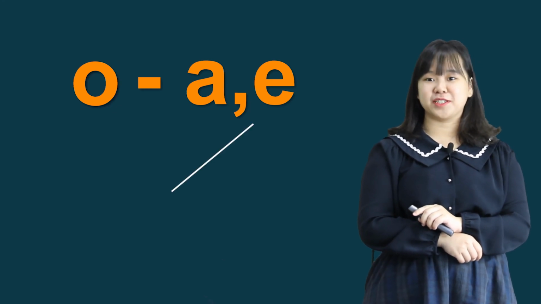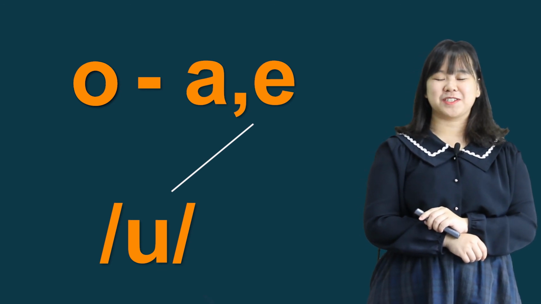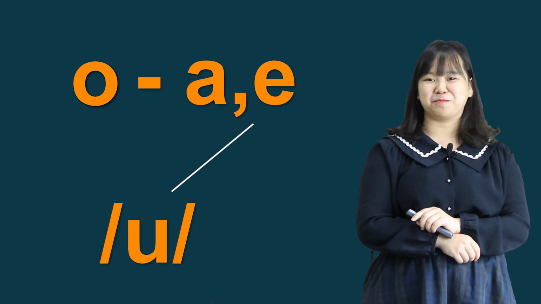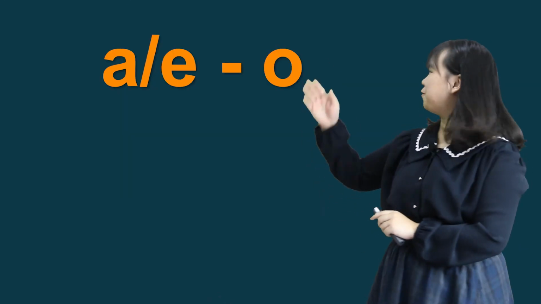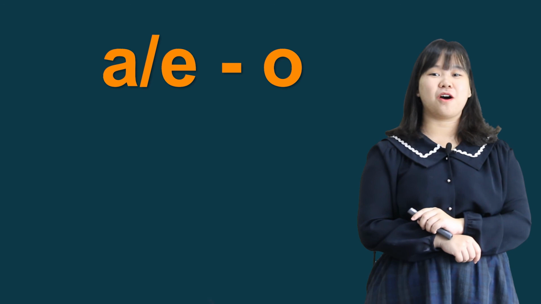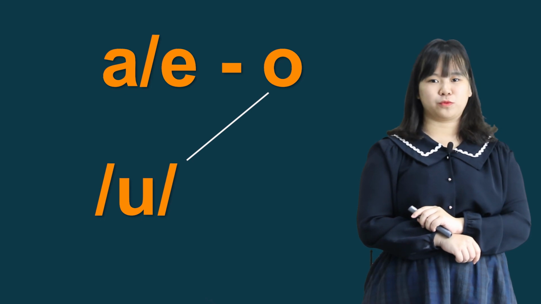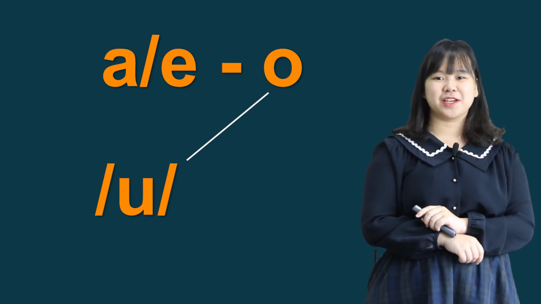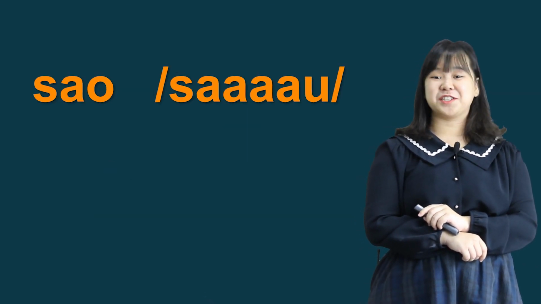Okay, number 3. When you see o before a and e, this o will be pronounced as u, because in fact, this o is the accompaniment u. For example, hoa, khoe. Okay, and the final one, number 4. Whenever you see o after a and e, this o will be pronounced as u, because in fact, this o is the final sound u. For example, sao is different from sau, and héo.